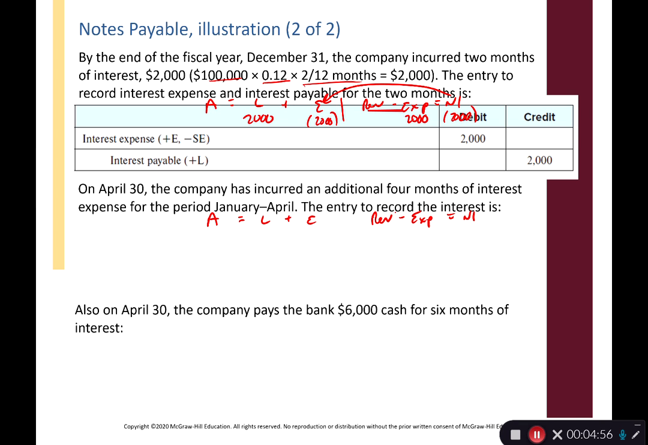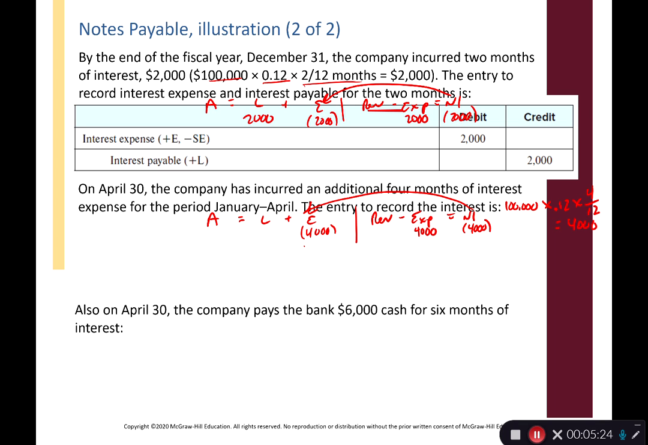So it would be the principal amount, which is $100,000, times the interest rate, which is 12%, times the number of months outstanding, which is now 4 out of 12, and that's going to get us interest for this new period of $4,000. So what happens is we have an expense going up 4, which makes net income go down 4, and equity go down 4.